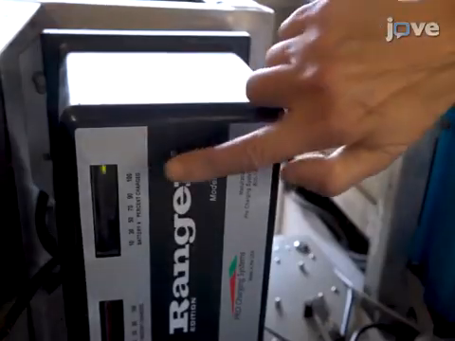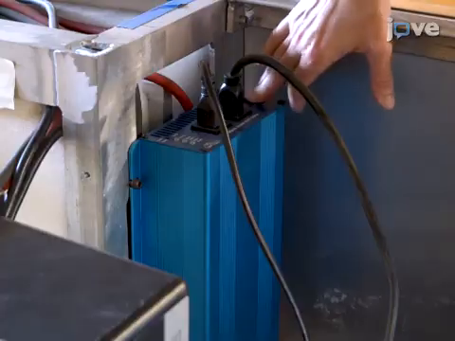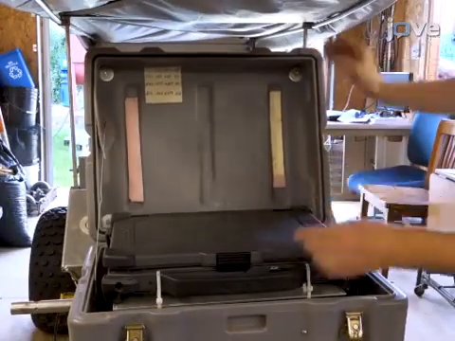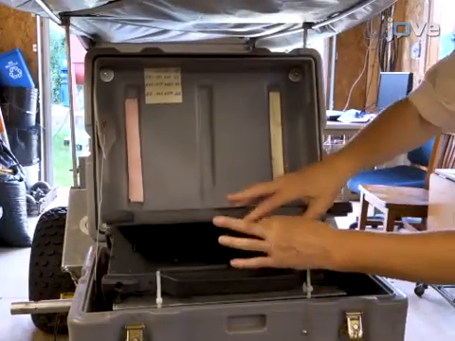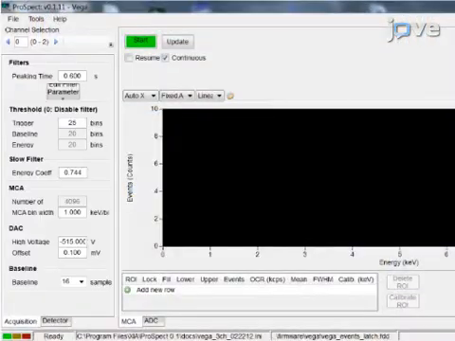Check the power level indicator on the battery charger. Recharge the batteries if fewer than 3 red lamps are illuminated. Once the power level is acceptable, turn on the power inverter and the system laptop. Open the data acquisition program.